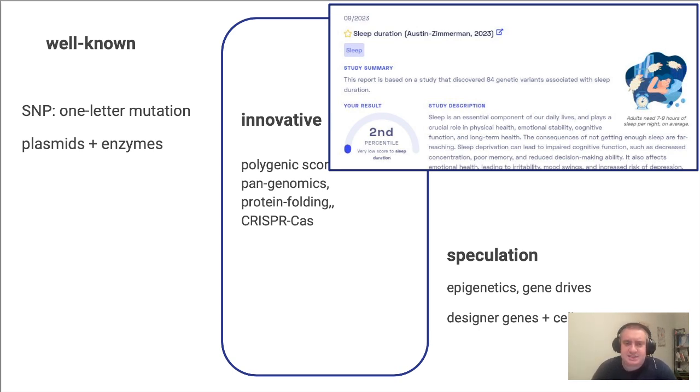The example I gave was polygenic scores. So I uploaded my DNA to a service called nebula.org, and for something like sleep duration, which is a health trait, there isn't one switch where some people have this and some people don't. Instead, they've looked at 84 different points in the genome and assigned different linear weights to them. And then they're calculating at the end that I'm in the second percentile. I'm not doing very well in sleep duration here.